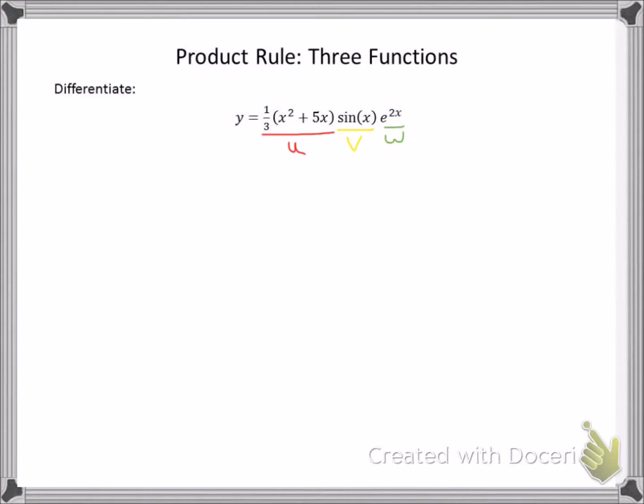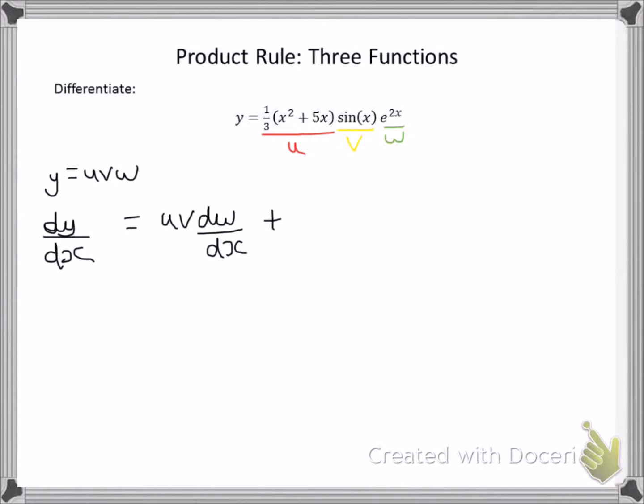So what is our product rule for three functions? Well, if y equals uvw, as we have above, then our product rule says that dy by dx will be: you differentiate the last one and you leave the first two functions alone. So it's u, v, dw by dx.